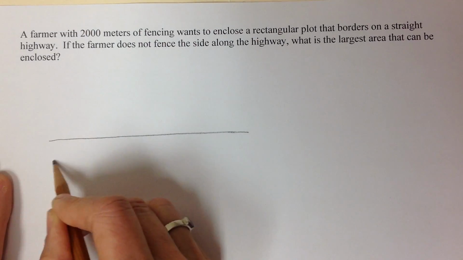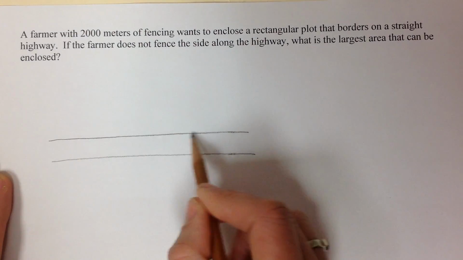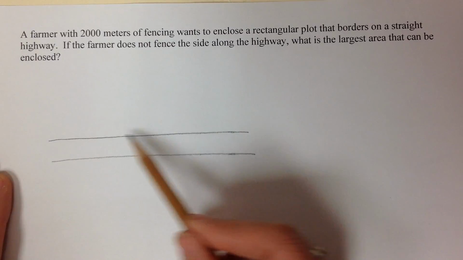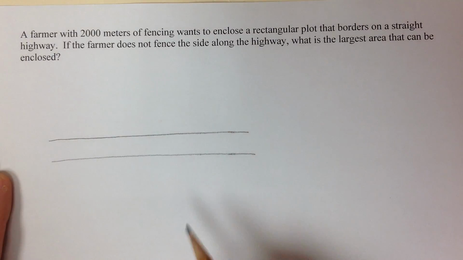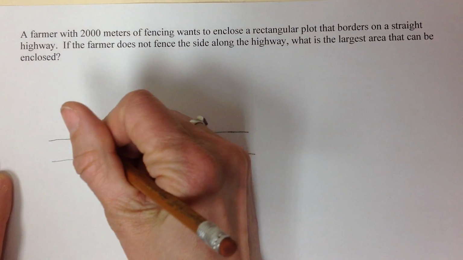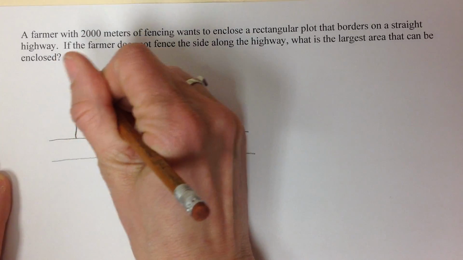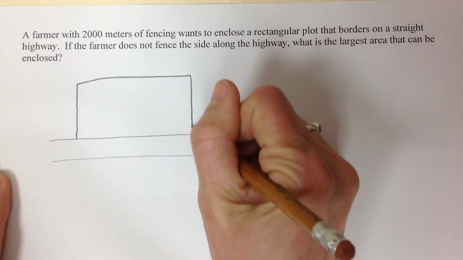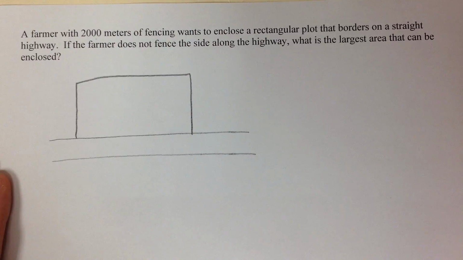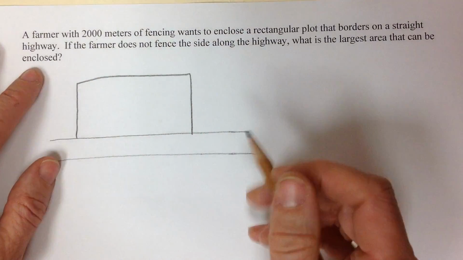Here's the highway. We don't need to fence this side. Now, we don't know why. Maybe the government has already put up some kind of a fence or whatever, but we have 2,000 meters then to just fence off the remaining 3 sides. Okay, and you can use variables x, y, whatever.